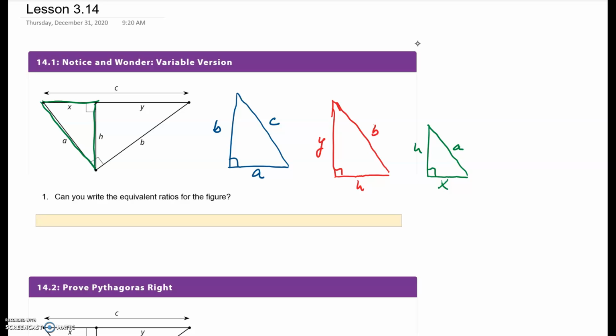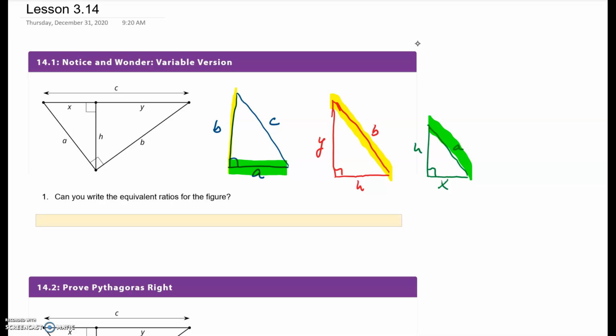So what we want to do is write the equivalent ratios for the figure. Now to do that, when you draw these ratios, you want to pay attention to the shared sides. So notice I have side B in the big right triangle. I also have side B in the medium right triangle. So when I write my ratios, I want to somehow include those two sides. In addition, I have a shared side here, side A, and it's over here, side A.